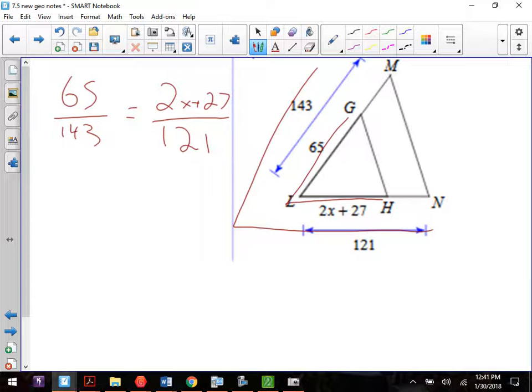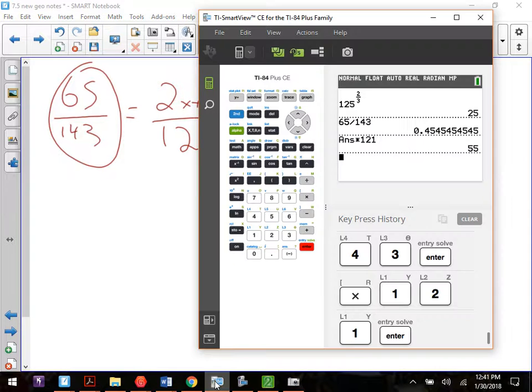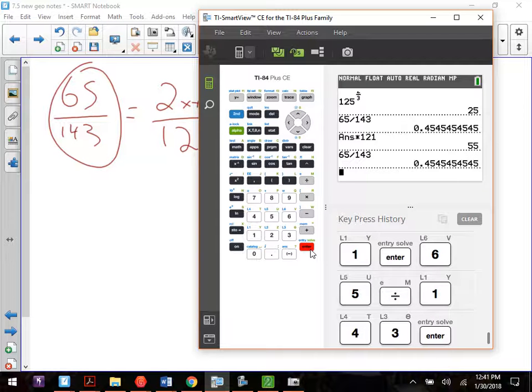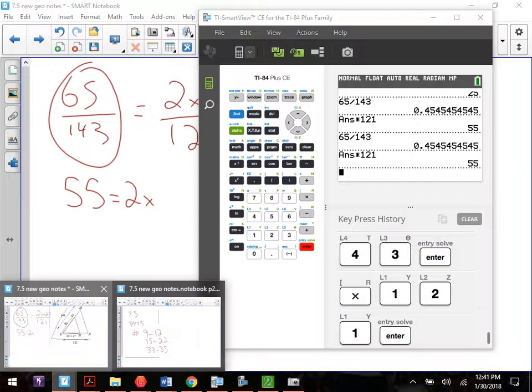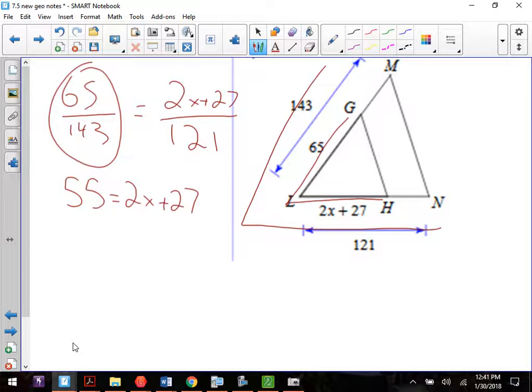What I did earlier with this problem, I knew that I had to multiply by 121 coming over here. But what I did was I initially just simplified 65 over 143, and then I multiplied that by 121. And I get 55 equals 2x plus 27. I thought that was a little bit cleaner of a way of doing it. Was it 28? You get 14, I think?